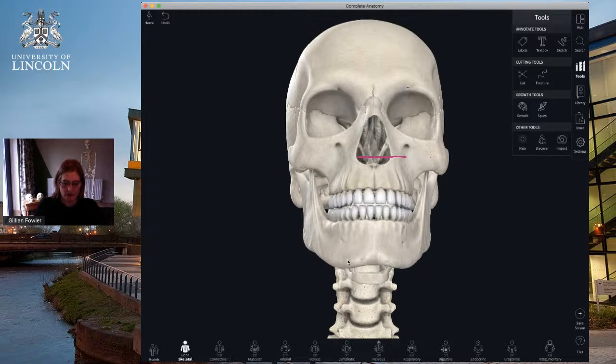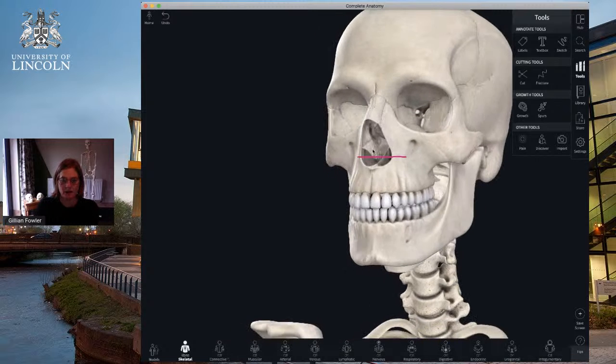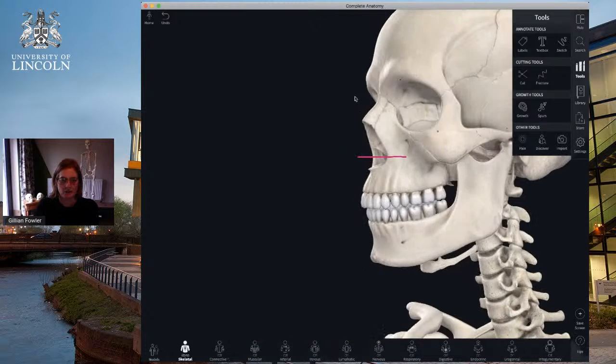That's called the mental eminence. And again, the size of that will depict whether this is a male or female. So the larger the size, it will be a male. And we're also looking at something called the glabella.